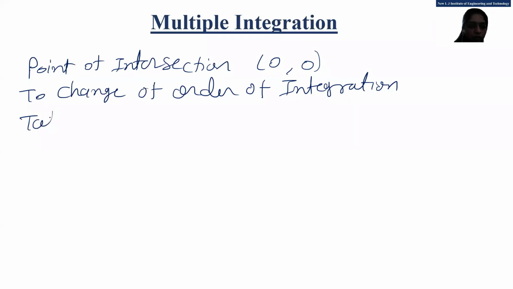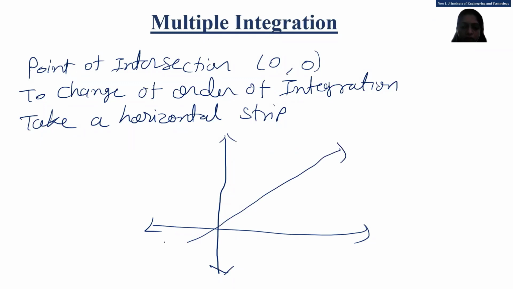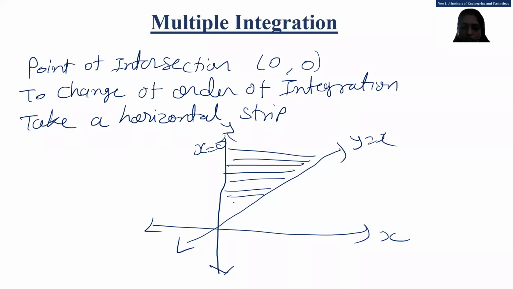take a horizontal strip, right? And as we take a horizontal strip, first we draw a graph again. This is a line passing through the origin, so y equal to x. This is x-axis, this is y-axis. Y-axis is x equal to 0. As you all know, this is our region of the integration.